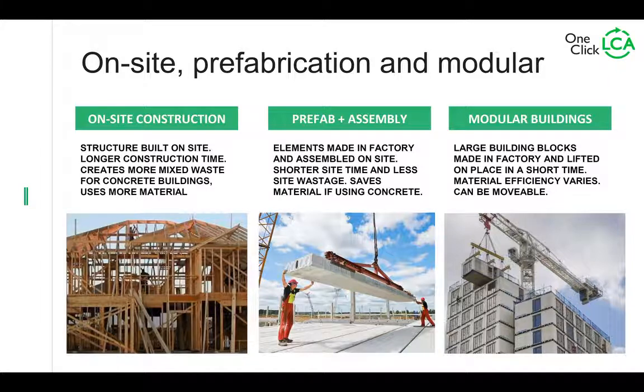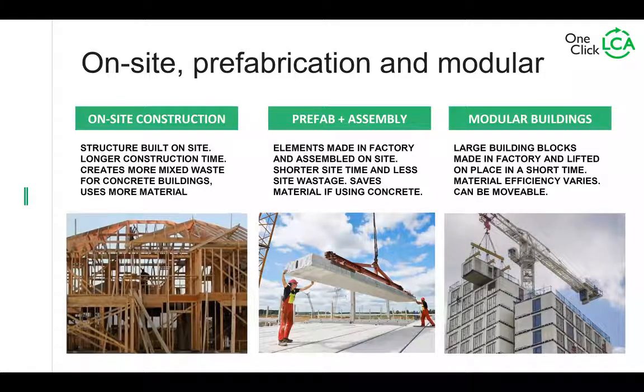Then we have prefabrication and assembly. In prefabrication and assembly, elements are made in a factory and they are assembled on site. The connections between the elements are typically installed in the factory, or they are ready to install using other methods. This is faster, and this creates less site wastage. Obviously, there's going to be wastage at the construction material making factory, but hopefully it's better managed because it's industrial conditions and there are fewer types of materials to separate there. In particular for concrete buildings, this is typically clearly a more material efficient choice.